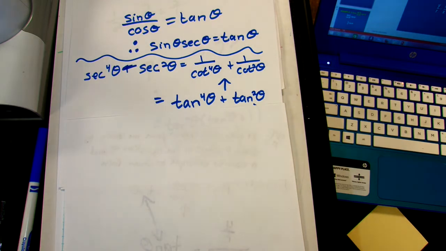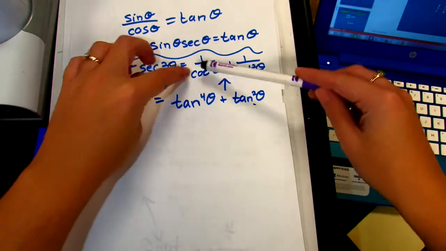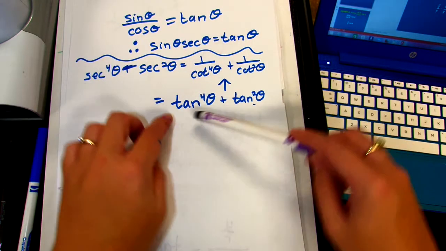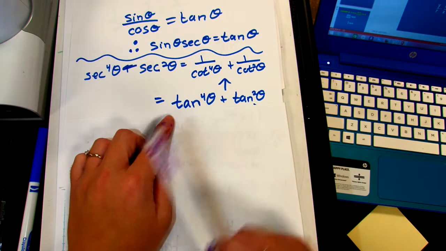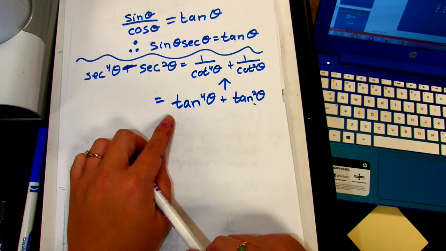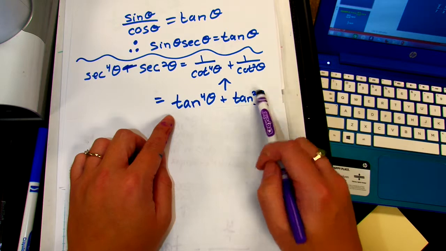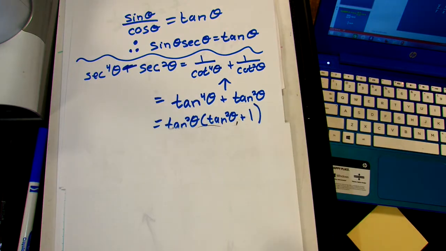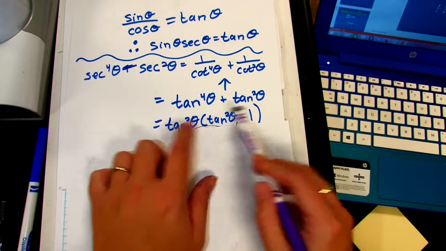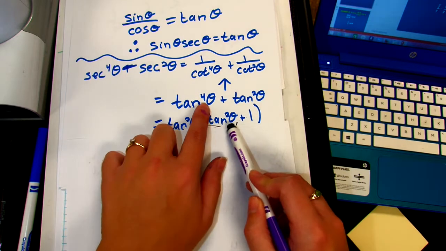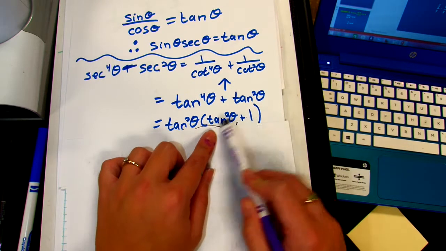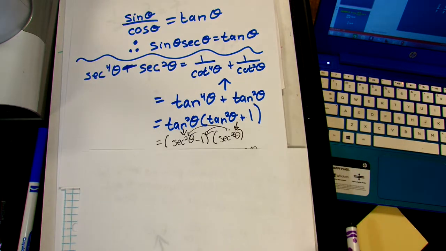So I know that cotangent is the reciprocal of tangent, and so if cotangent is on the bottom, that means I'm actually dealing with tangent to the 4th theta. Tangent to the 4th theta, okay? And then the same over here, I have tangent squared theta. So I'm going to factor out a tangent squared, which leaves me tangent squared theta plus 1. I just factored it out, okay?